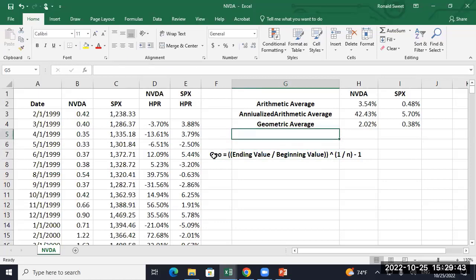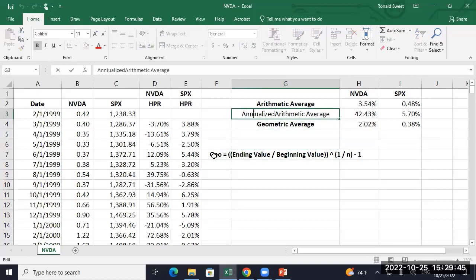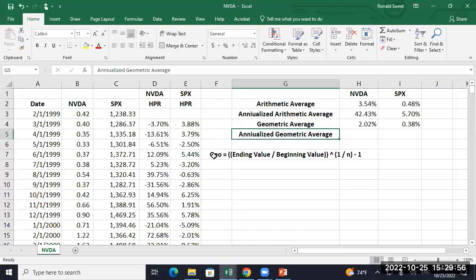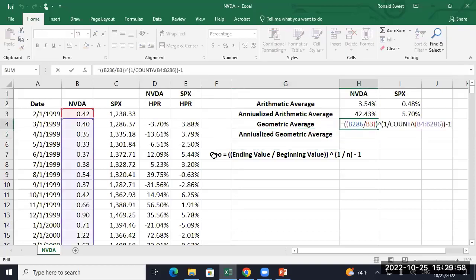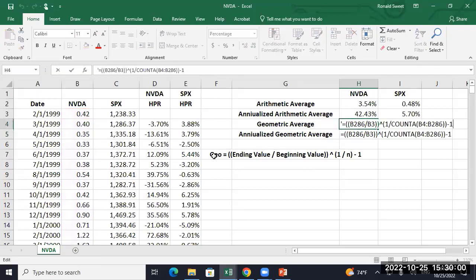All right, let's annualize the geometric. So it's the same formula again, isn't it? That's the only change I need to make here. Just one little change. It's monthly data. How many months in a year? 12. So where do I make that adjustment?